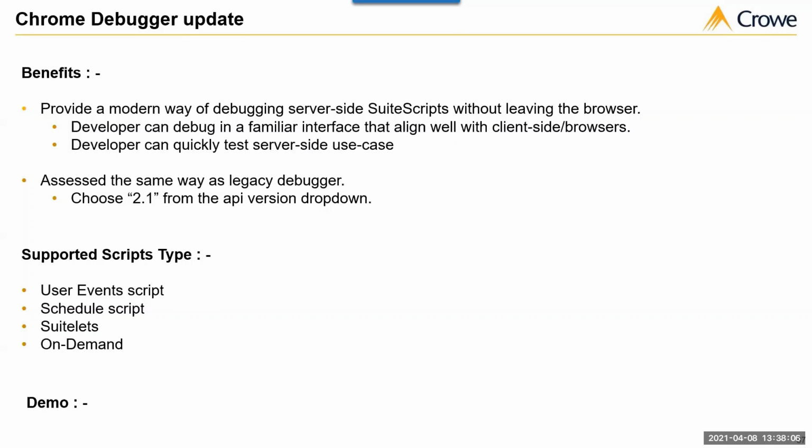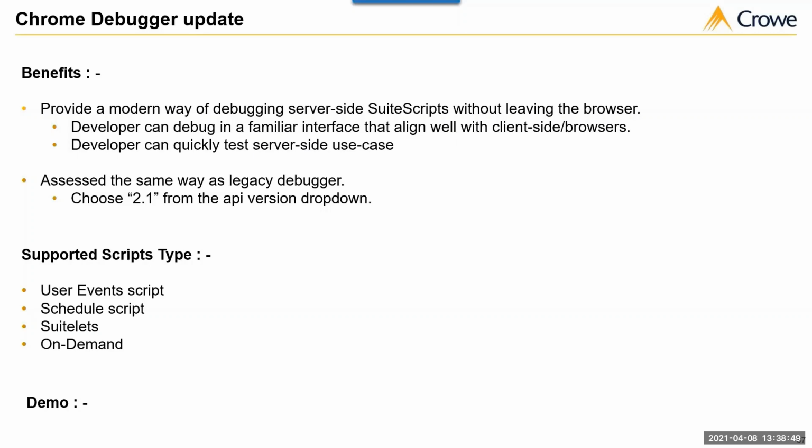Earlier we only had a capability to debug client side or browser based scripts in the Chrome debugger, but now we have a capability to use the Chrome debugger with our server side scripts, which includes user event script, scheduled script and Suitelet. Also, if you want to do some on demand debugging with SuiteScript 2.1, you can do it by selecting a drop down in the script debugger. So we will have a demo after completion of all these slides. I will show you the demo of how we are going to do the debugging and a few other demos as well.